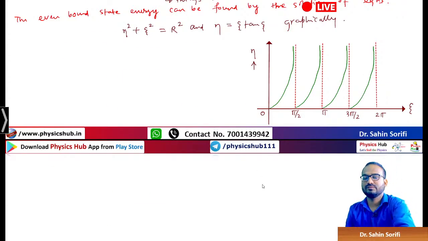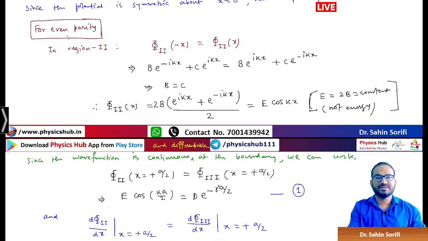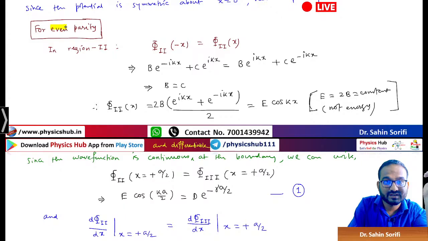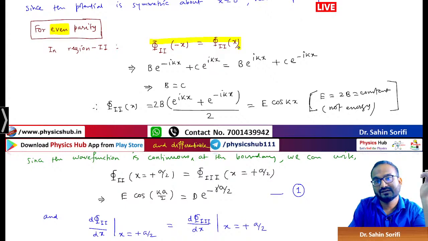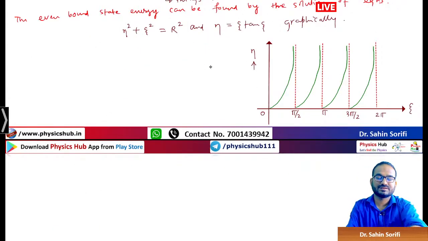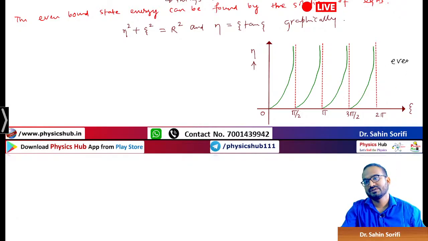This one which we are doing is for even bound state. Remember this thing, this you must keep in mind, everything under this calculation comes under even bound state, by assuming psi 2 of minus x is equal to psi 2 of x. If you consider psi 2 of minus x is equal to minus psi 2 of x, that will be for odd parity and everything will change, okay. So this is for even bound state.